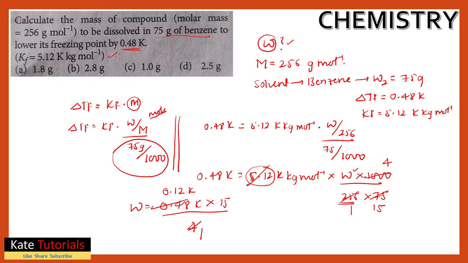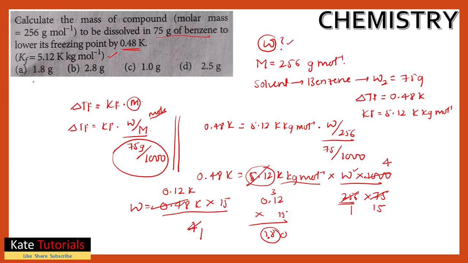Kelvin, everything remains as it is. These units remain as they are. I forgot to put the units. At the end you will get the weight in terms of gram only. So 0.12 into 15. I know that 15 2s are 30. 15 is 15, 16, 17, 18. After the decimal point, it is 1.8. So 1.8 should be the answer.